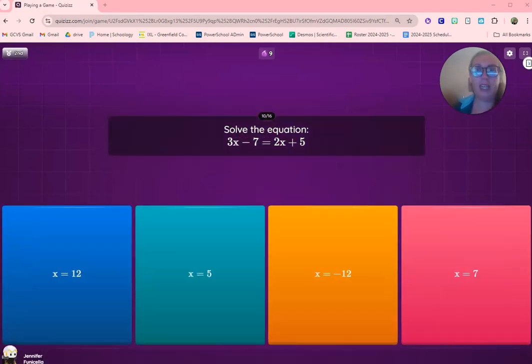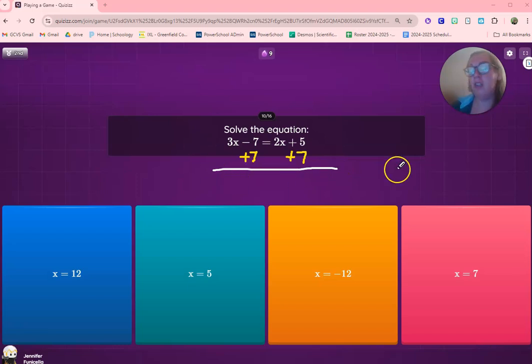And question 10, probably the last one we'll look at on this video before part 2. We have 3x minus 7 equals 2x plus 5. Sure. We have a 3x on the left, we have a 2x on the right. We want to get those x's together, and we also want to get our constants together. So first I'll move this negative 7 by adding 7 to both sides.